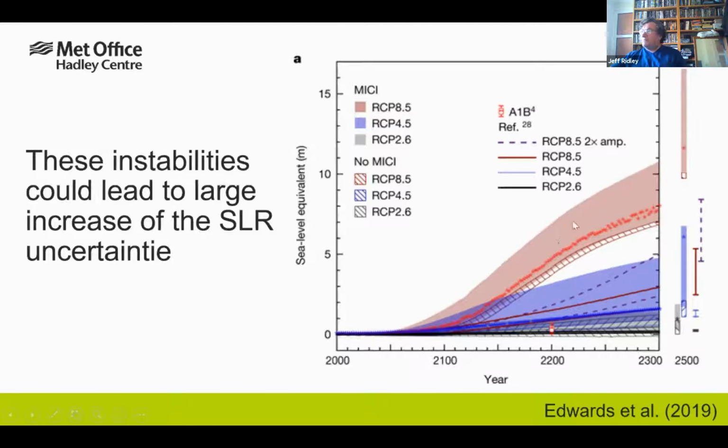So this is for different experiments, and if you've got ice cliff instability, then you've got a large uncertainty in sea level rise by 2300, say. But if you've only got marine ice sheet instability, which is the hatched lines, then it's slightly better. You've got more understanding of what's going to happen, depending on where you're warming. So perhaps it's not too bad if we're only able to simulate marine ice sheet instability.